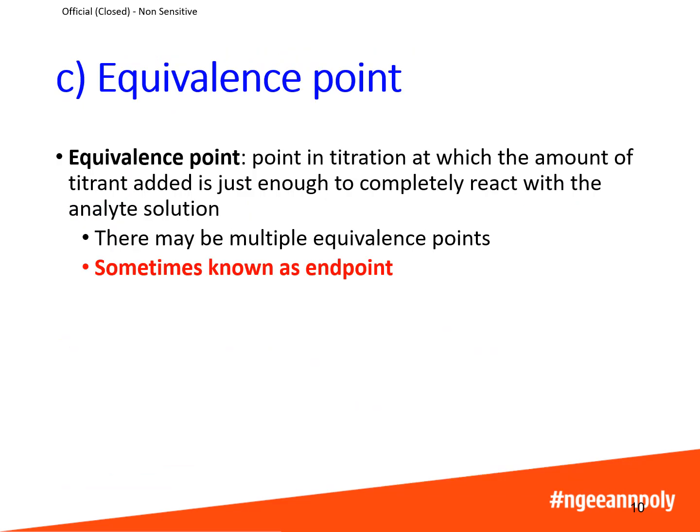Next, let's look at the term equivalence point. The equivalence point is the point in titration at which the amount of titrant that is added is just enough to completely react with the analyte solution. Sometimes there are multiple equivalence points. For example, when you have diprotic acids reacting with a base, you can have two equivalence points in that case. Sometimes the equivalence point is also known as the endpoint.